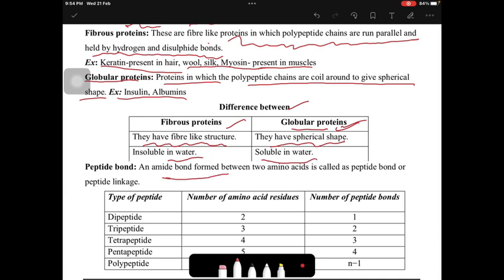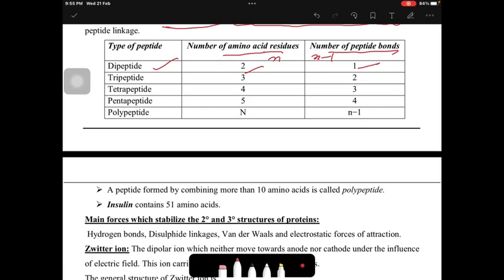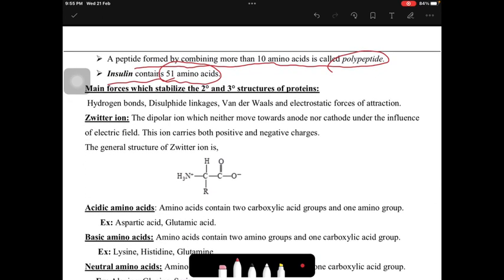Peptide bond: an amide bond formed between two amino acids is called a peptide bond or peptide link. Dipeptide means number of amino acids 2, number of peptide bonds 1. For n amino acids, the number of peptide bonds is n minus 1. A peptide formed by combining more than 10 amino acids is called a polypeptide. Insulin contains 51 amino acids. Main forces which stabilize the secondary and tertiary structure of protein: hydrogen bond, disulfide linkage, van der Waals and electrostatic forces of attraction.